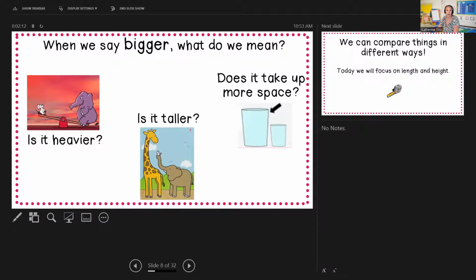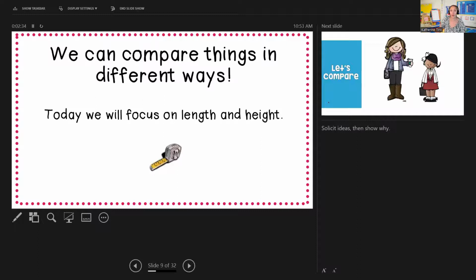Okay, so for example, the elephant would be heavier than the mouse, right? Or the giraffe would be taller than the elephant. Or we would have here the first cup takes up more space than the second cup. All right, so we can compare things in different ways. Today, we're going to focus on length and height, how long something is, and height, how tall something is.